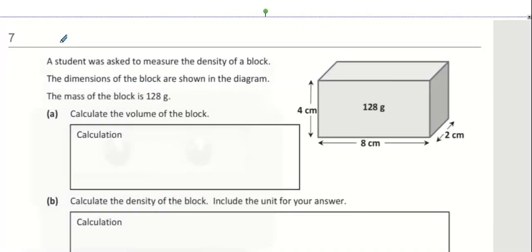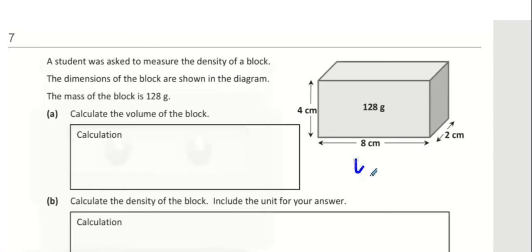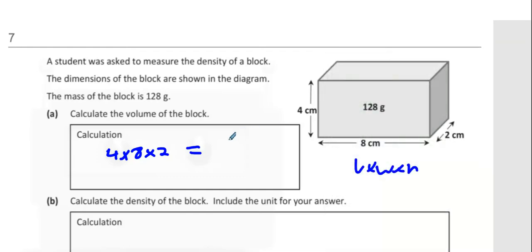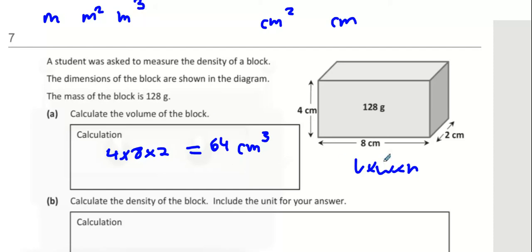Next one, question 7. I believe we're on to volume. The volume of a block is its length by its width by its height. So it's going to be 4 multiplied by 8 multiplied by 2, which is 64. Now remember, it's measured in centimeters, so volume is centimeters cubed, area is centimeters squared, and length is centimeters. Or it could be meters, meters squared for area, and meters cubed for volume. Depends on what they give you.